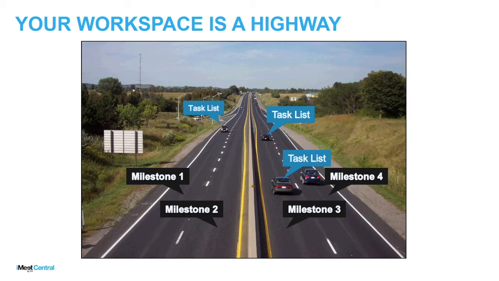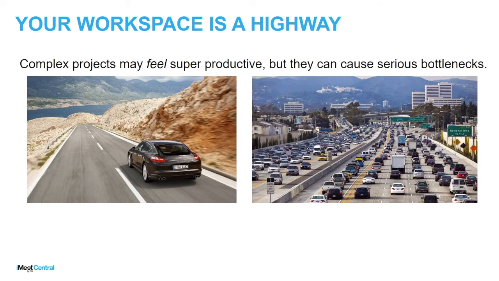And so when you start thinking about this metaphor, it starts to teach us a couple things about good project management. The first lesson that you can take away from this is that complex projects may feel super productive, but they can cause some serious bottlenecks. And so I've got 2 images here, 2 examples. On the left, we have a picture of a really nice sports car cruising down a road all by its lonesome. It's wide open. We're traveling fast. I think about workspaces with 1 or 2 milestones and maybe a handful of task lists. These are projects that are very efficient.